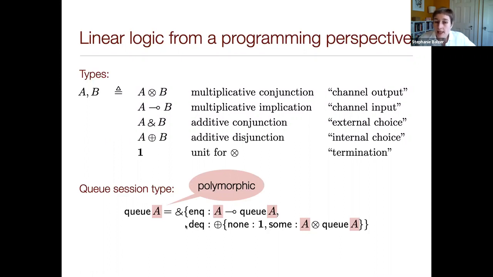Otherwise, if the client sends the DQ message, the Q will tell the client whether it's empty or not empty. In the former case, the Q will terminate. Otherwise, the Q is going to send a channel reference of type A, and then it continues recursively. All right. So far, so good.